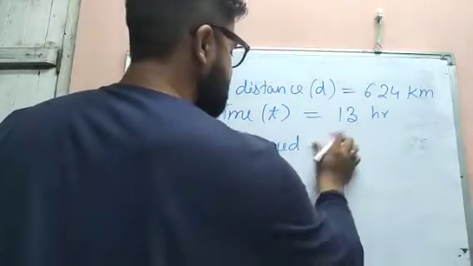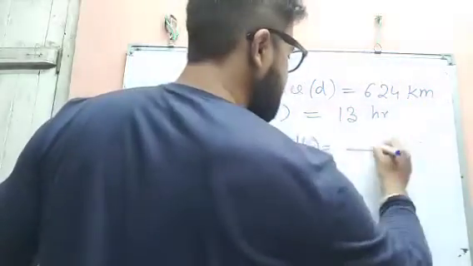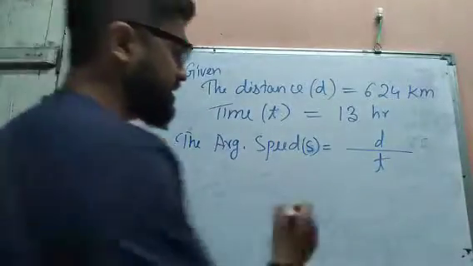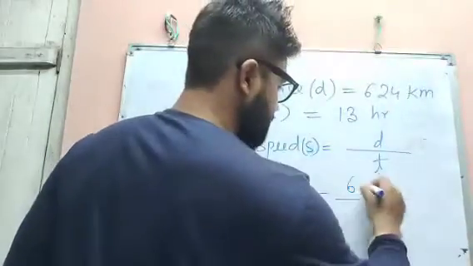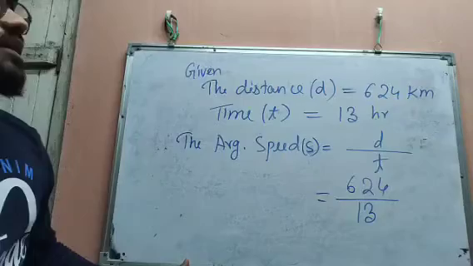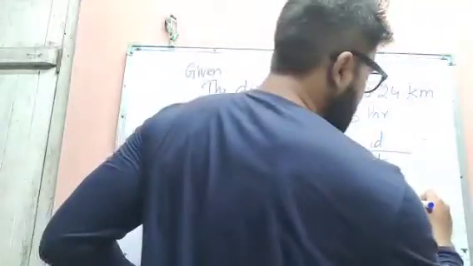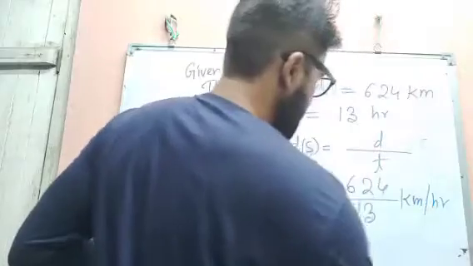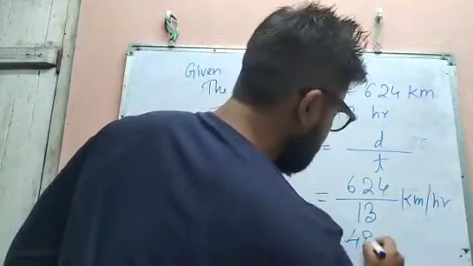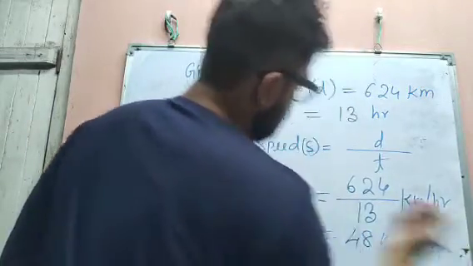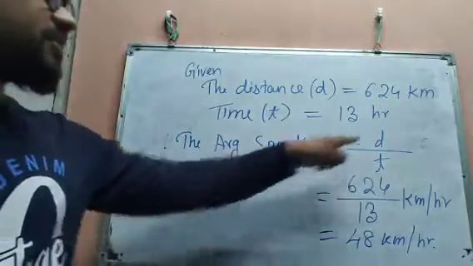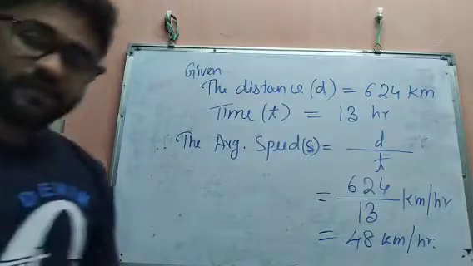I have given you the formula. Average speed is denoted by S. The formula is what? D by T. D stands for distance and T stands for time. That's why 624 and time is given what? 13. And what is the unit of speed? It is kilometer per hour. So if we do the calculation, then we will get the answer 48 kilometer per hour. Okay, so this is a simple way how to do it. We have to remember this formula only. Average speed equals distance divided by time.